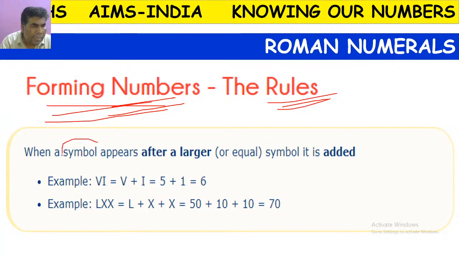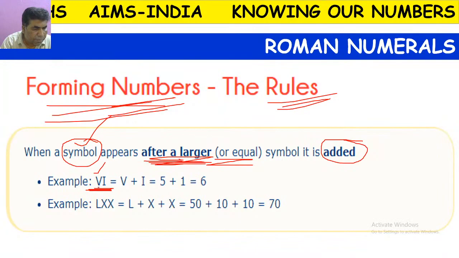Here, when a symbol appears after a larger or equal one, then it should be added. So when a Roman symbol appears after a larger one, suppose if you take VI, V is the larger. After that we are having I. So after the larger number we are having I. So what we have to do? We have to add both the symbols. So the answer is 6.